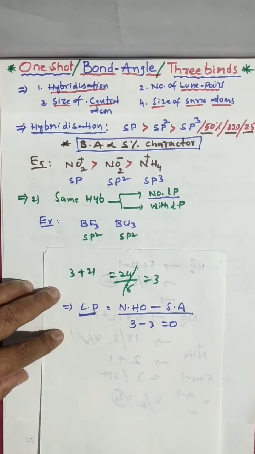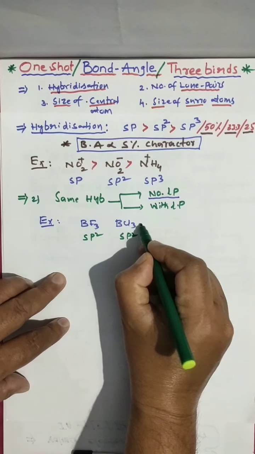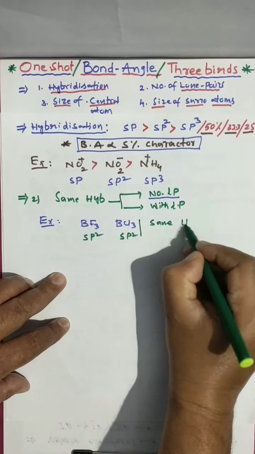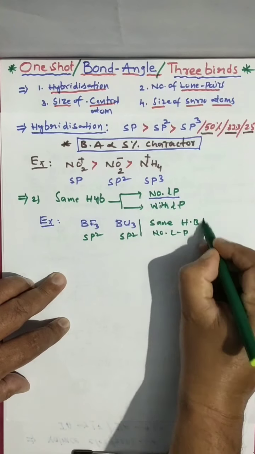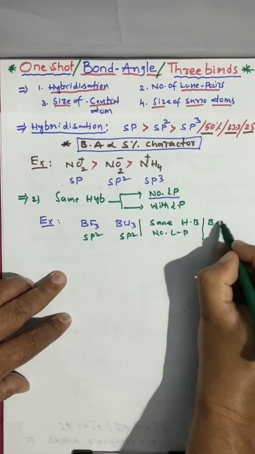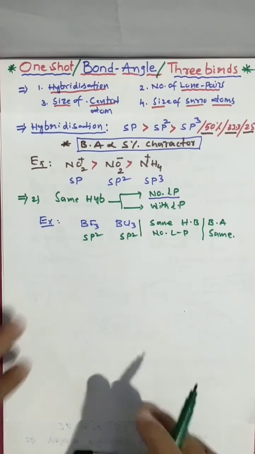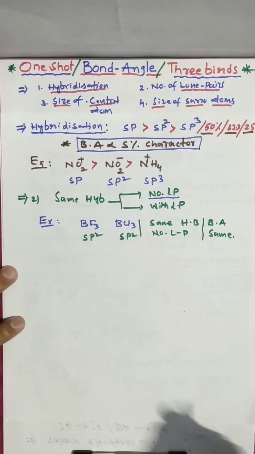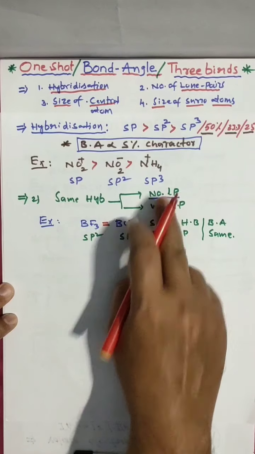If there is the same hybridization and no lone pair, here I am writing: same hybridization and no lone pair, their bond angle is the same. Clear? Their bond angle is the same. Now these two have the same bond angle. Bond angle is equal. That is condition number 1.